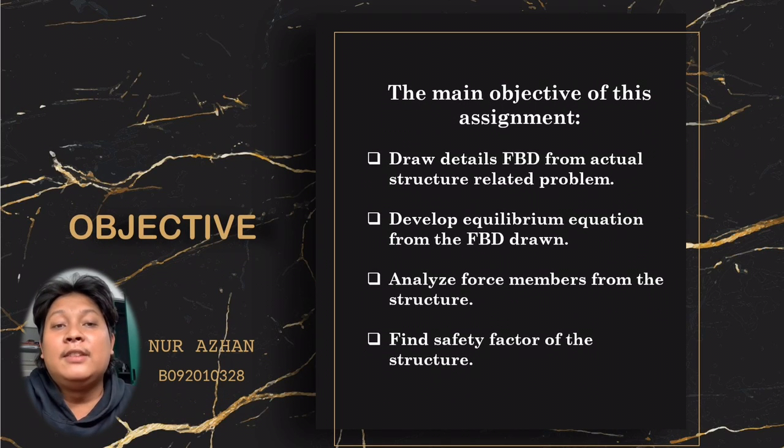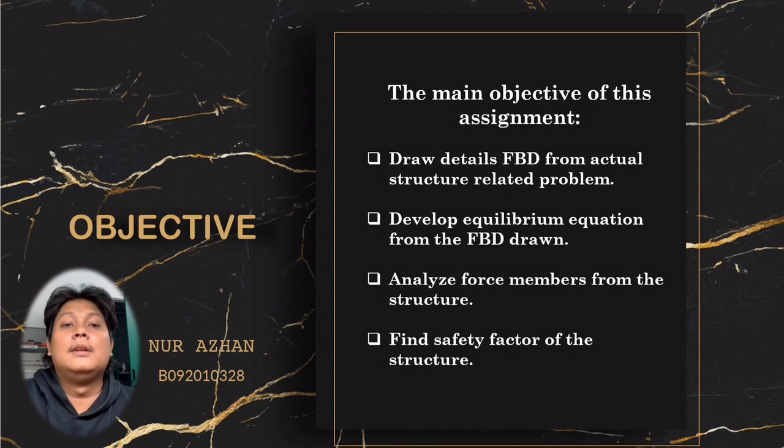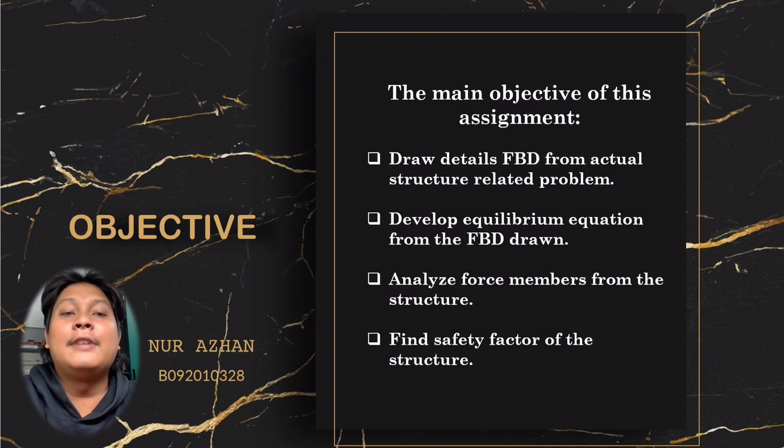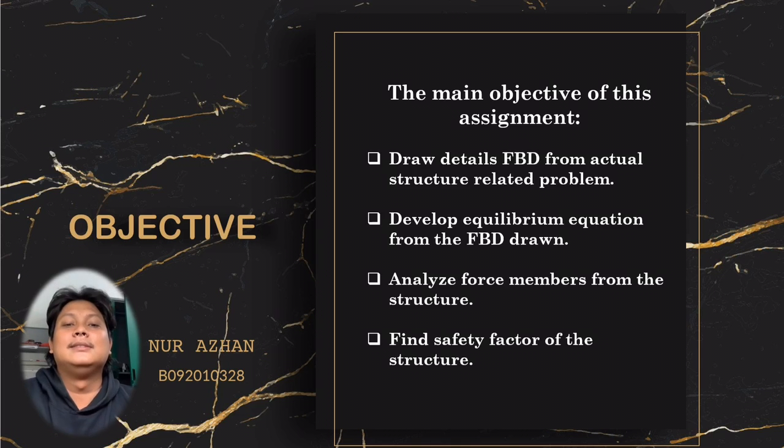The main objective of this assignment is to draw a detailed FBD from an actual structure-related problem. Develop equilibrium equations from the FBD drawn. Analyze force members from the structure. And lastly, find the safety factor of the structure.